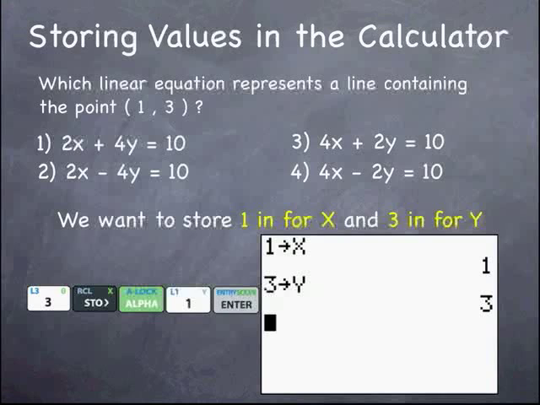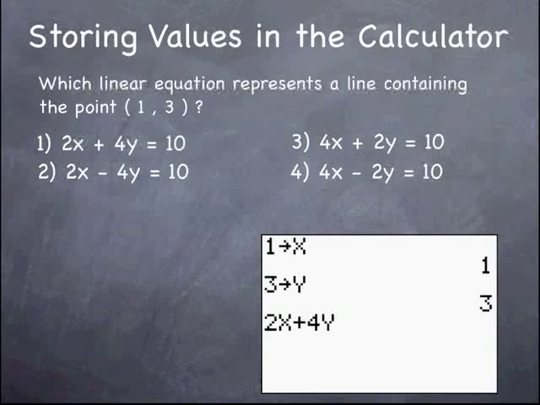Now what we want to do is take a look at our choices. Let's look at choice number 1, 2x plus 4y equals 10. If we plug 1 in for x and 3 in for y, we should end up with 10. So we're just going to type the left-hand side of the equation just like we see it, 2x plus 4y. And when I hit enter, the calculator is going to put 1 in for x and 3 in for y, and I should get 10. When I hit enter, I get 14, which means choice 1 is not the correct answer.